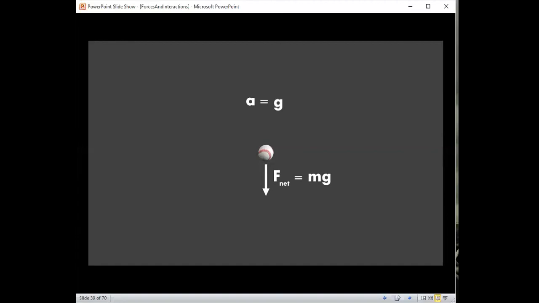Another very important part I want to make here is that an object will accelerate towards the ground at 9.8 meters per second squared. So one thing I like to ask students is, how fast will an object fall to the ground? And just about every student likes to say it will fall to the ground at 9.8 meters per second squared. And I said, that's not the right response. And they say, well, what do you mean that's not the right response? Everything falls at the same rate. And I said, how fast will the object fall to the ground?